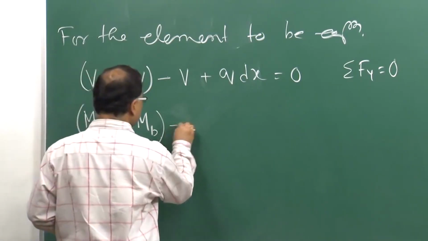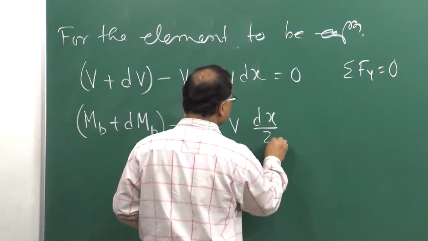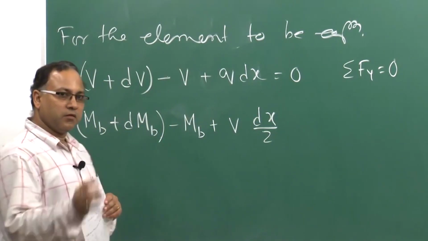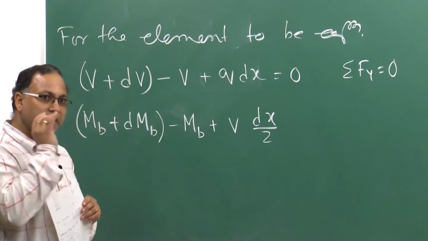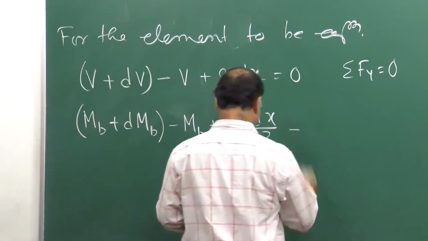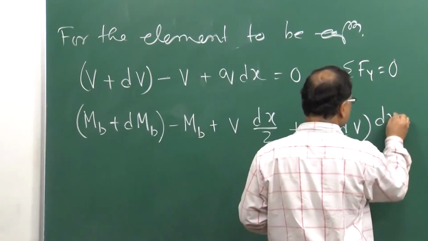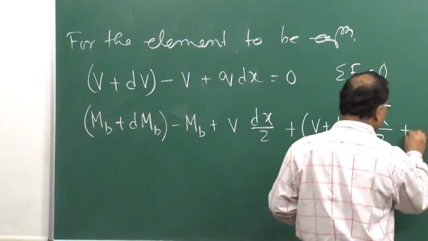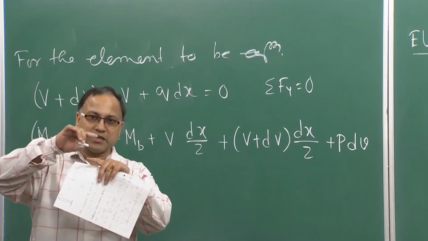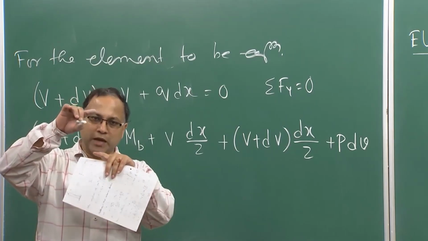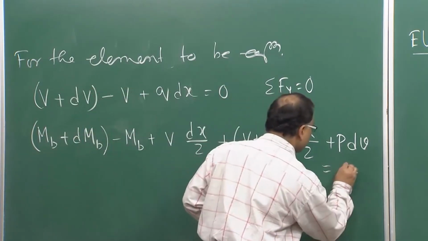minus MB plus V into dx by 2. We are considering the moment with respect to the center of that particular small element, plus V plus dV into dx by 2 plus P into dv. As I told you, dv is the distance between the lines of action of P on the positive x face and negative x face. So that must be 0.